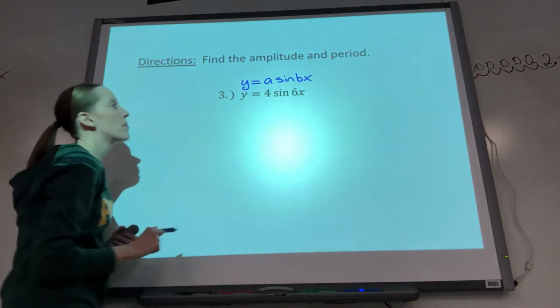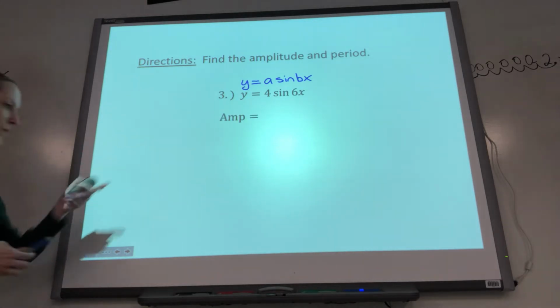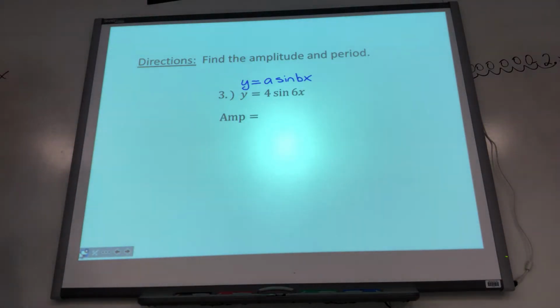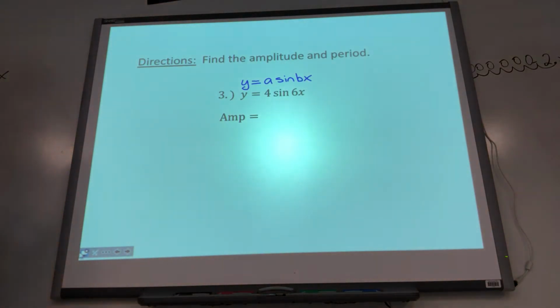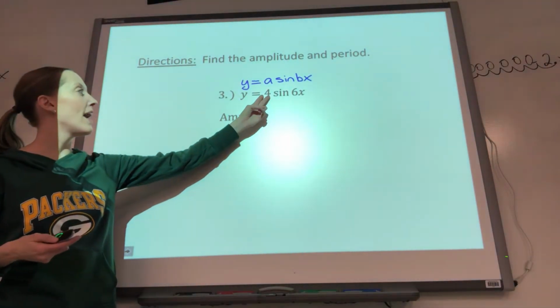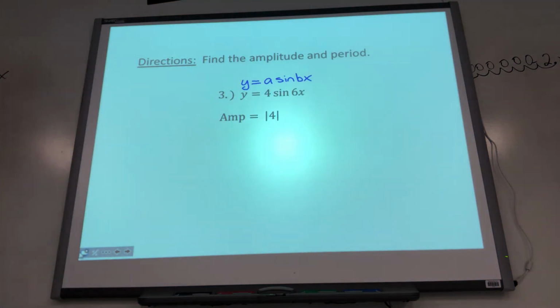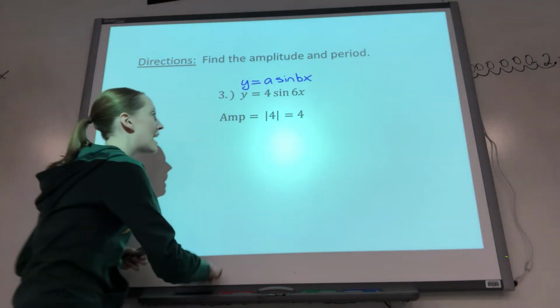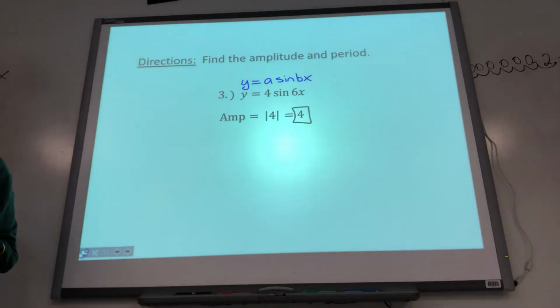B is the number in front of x, so that would be 6. Now, I'll start with amplitude, and I usually just put amp. It's a little bit easier than writing out the word amplitude every time. To find the amplitude, it's just the absolute value of A. Well, A for us is 4, so the absolute value of 4 is just 4. Remember, absolute value makes everything positive.